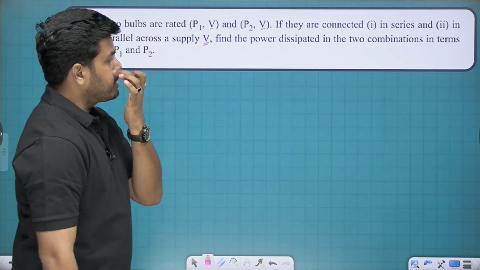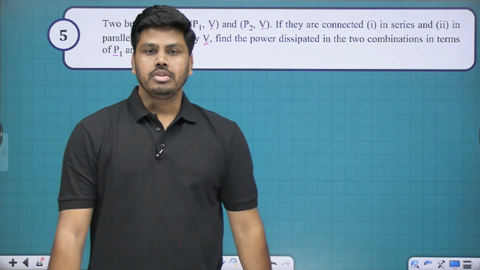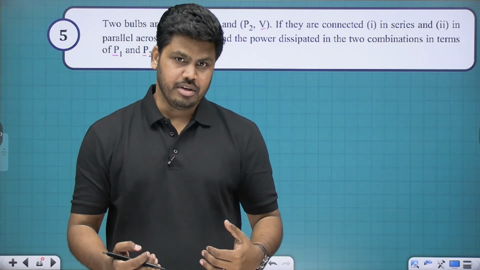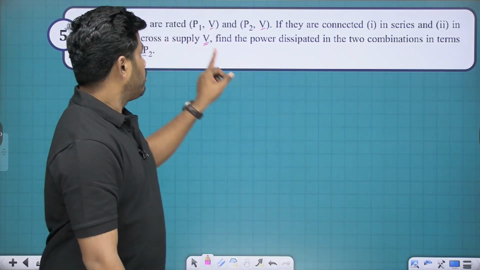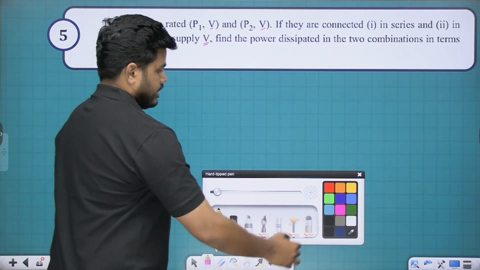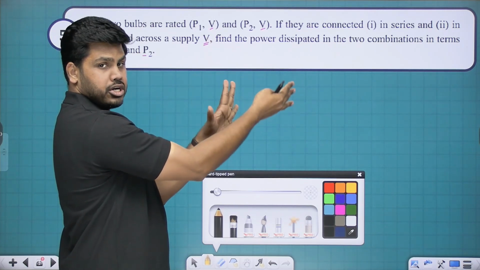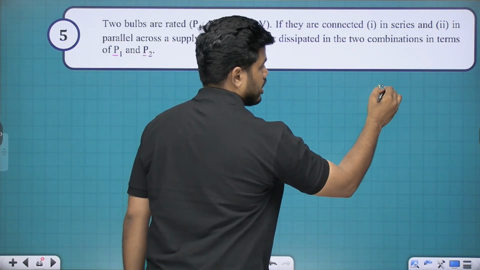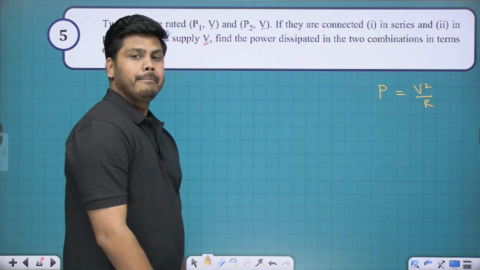Find the power dissipated in the two combinations in terms of P1 and P2. Okay, we have to find the power in series and parallel combinations in terms of the power of these two bulbs, P1 and P2. We are given power and potential difference. How can we relate this power and potential difference? P is equal to V square by R.